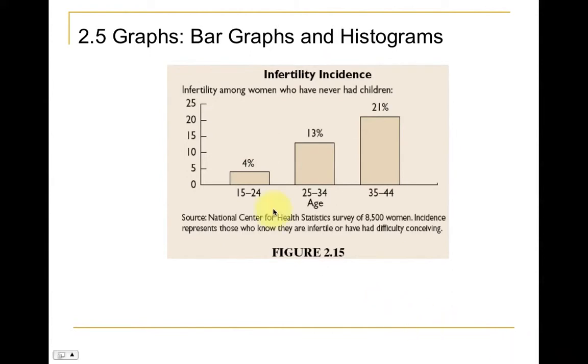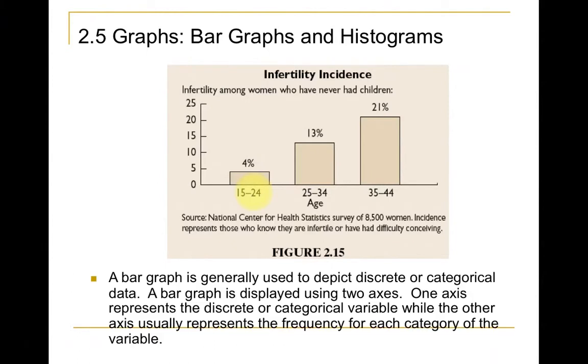Okay, at the bottom you have the variable called age, and it's broken up into classes: 15 to 24, 25 to 34, and 35 to 44. Notice that each class is exactly a width of 10. That has to happen when you create bar graphs. Your class width, which can come off of a frequency distribution table, has to be the same for every grouping.